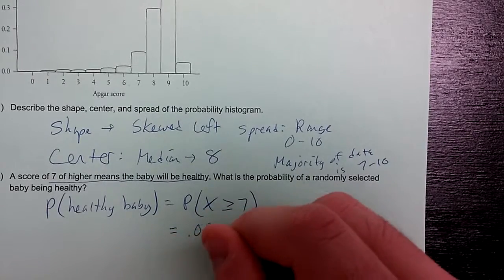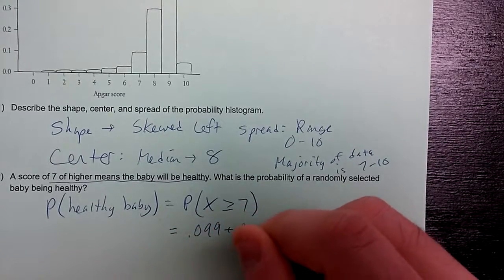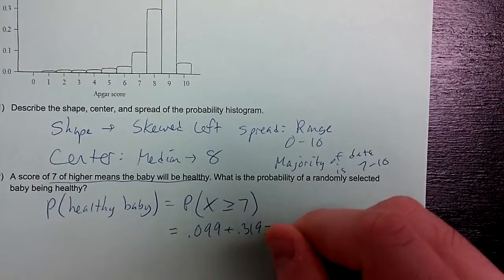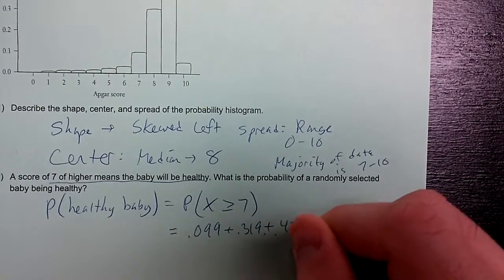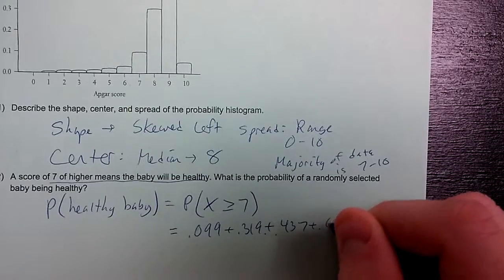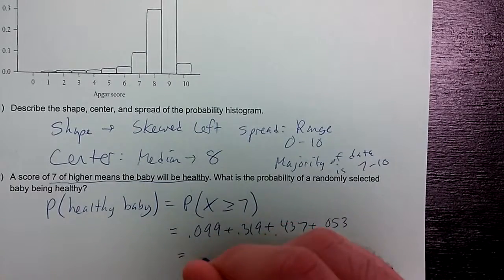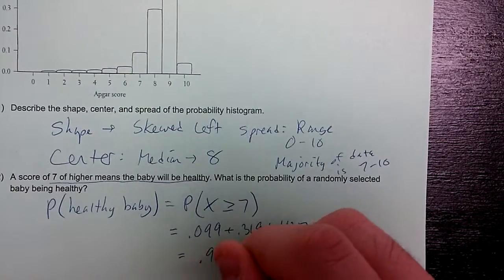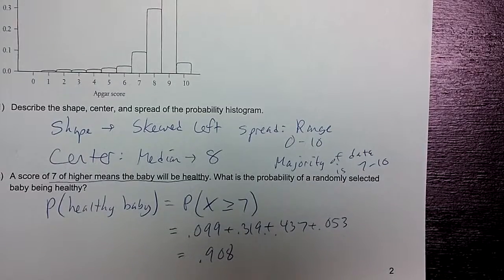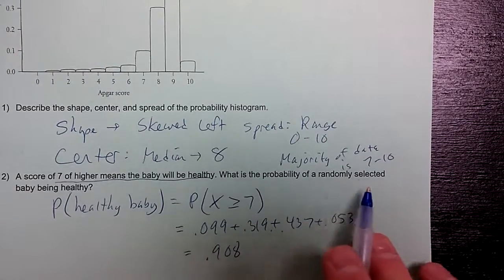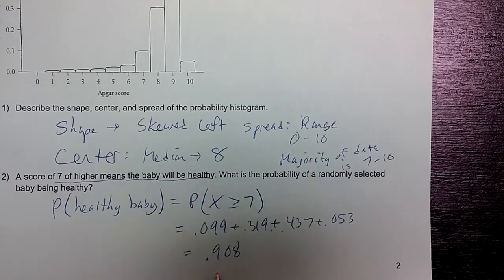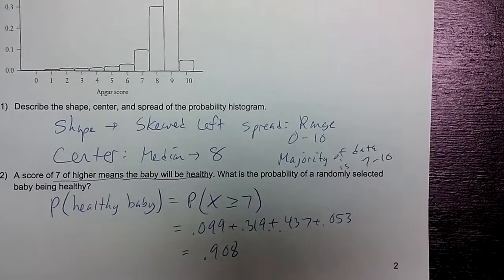So 0.099, 0.319, 0.437, 0.053, and that total probability is 0.908 or 90.8%. So the probability of randomly selecting a baby being healthy is 90.8% or almost 91%.